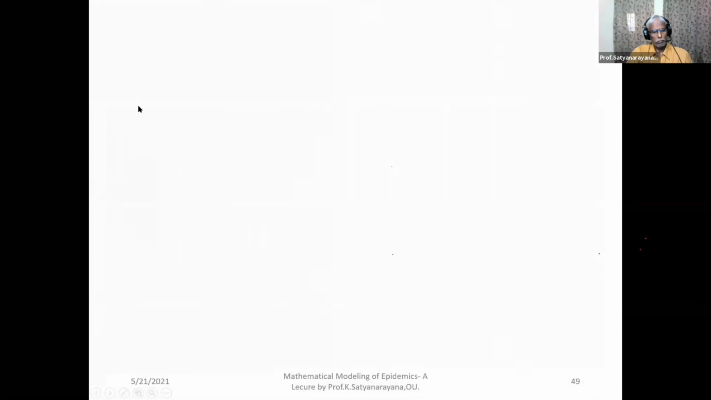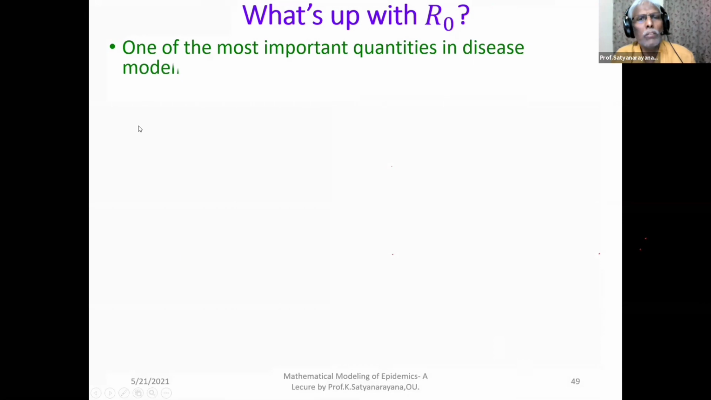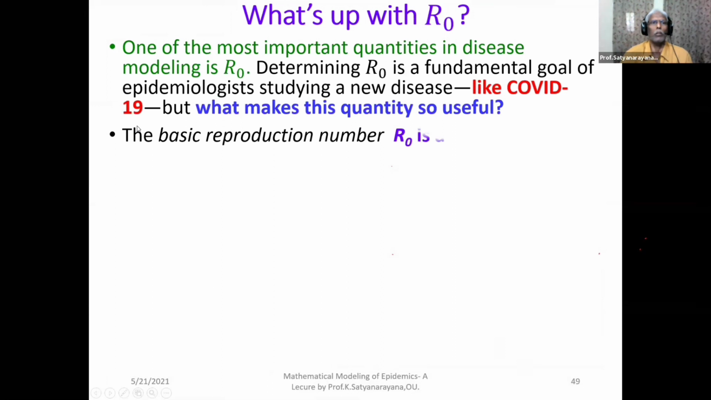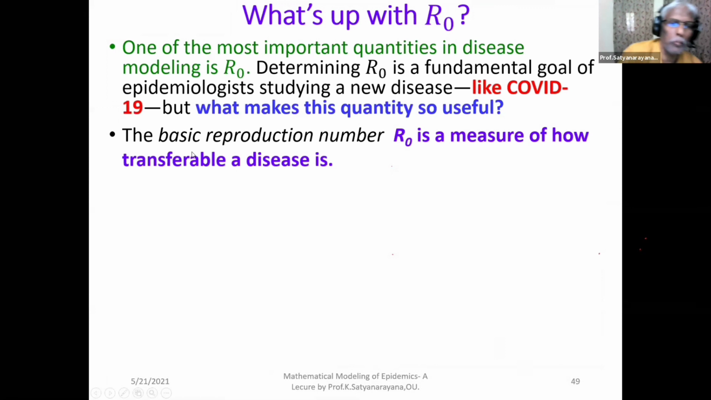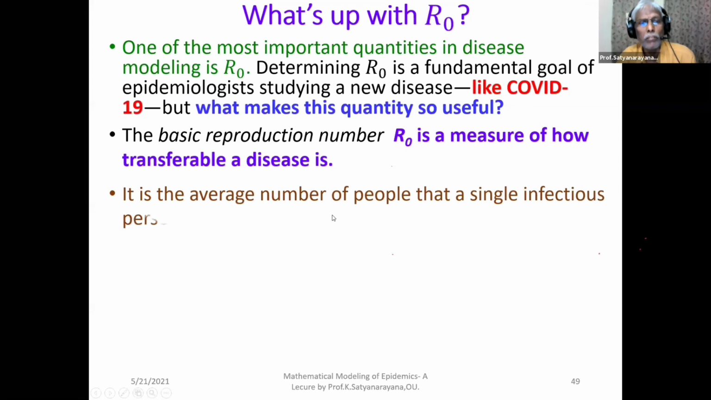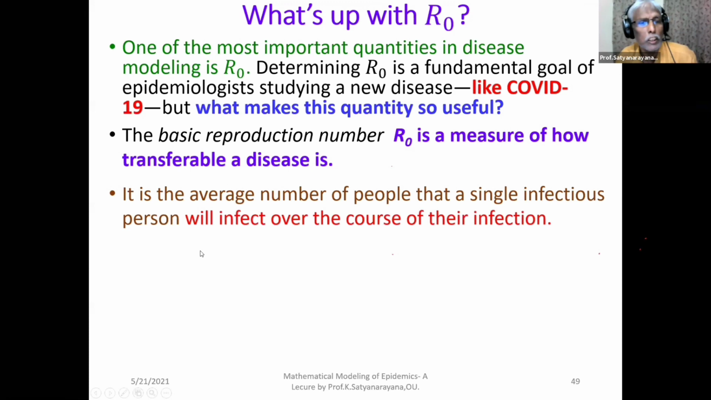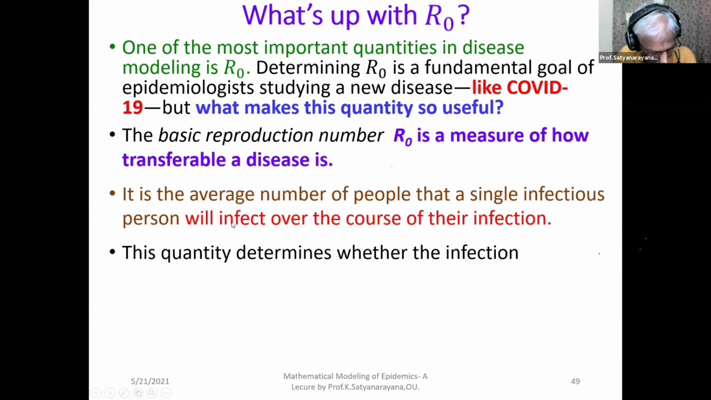What is up with R naught? One of the most important quantities in disease modeling is R naught. Determining R naught is a fundamental goal of epidemiologists, like for COVID-19. What makes this quantity so useful? The basic reproduction number R naught is a measure of how transferable a disease is. It is the average number of people that a single infectious person will infect over the course of their infection.